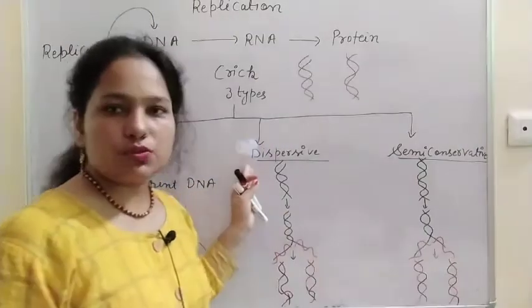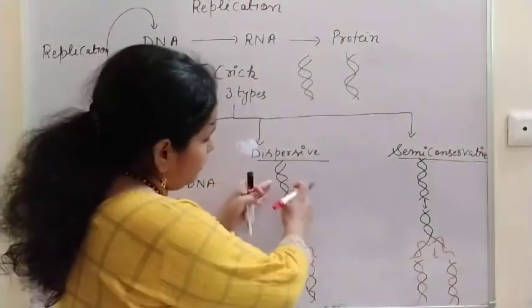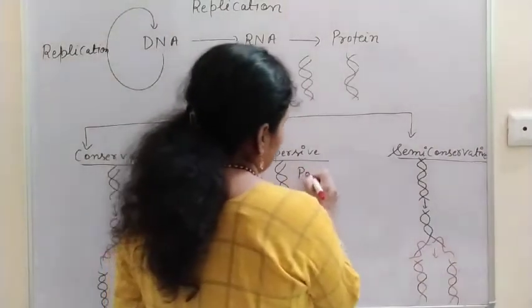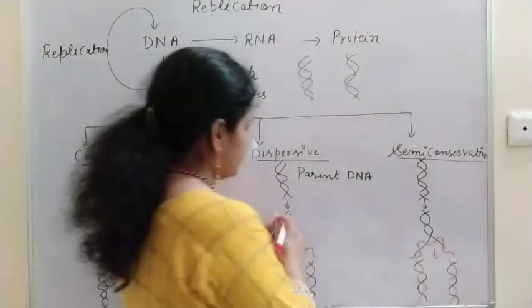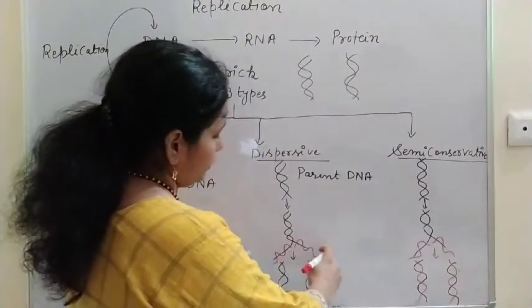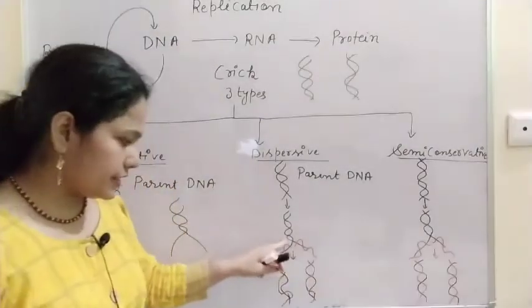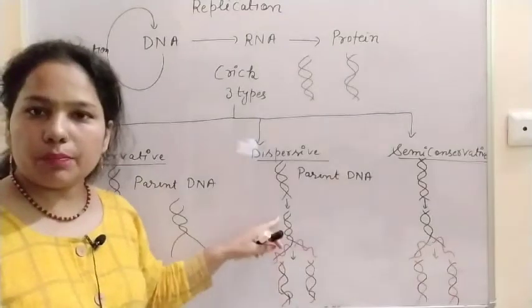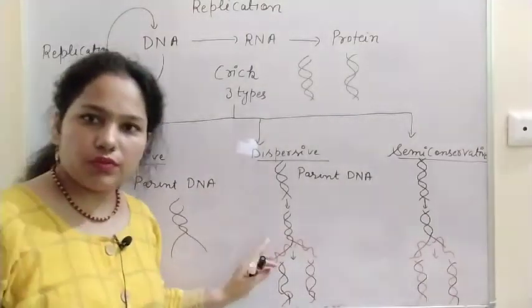Next is the dispersive type of DNA replication. So in this dispersive type of DNA replication, firstly this is the parent DNA, and this parent DNA then opens, forming the replication fork, and this red color is the new strand, and here both the parental DNA and the new DNA intermix with each other.